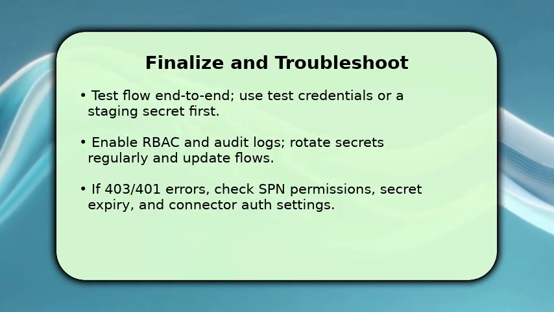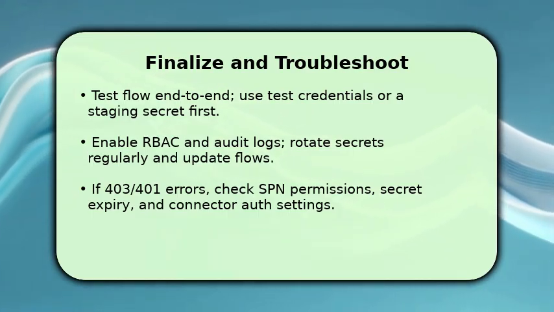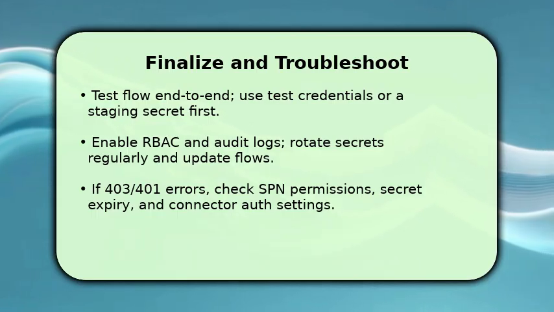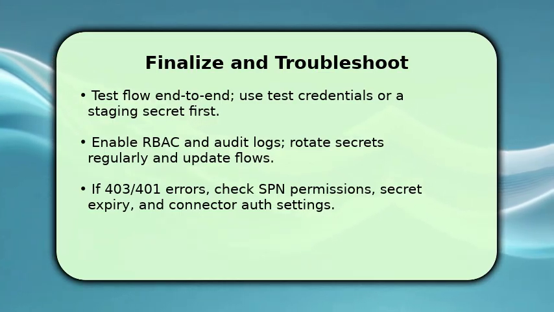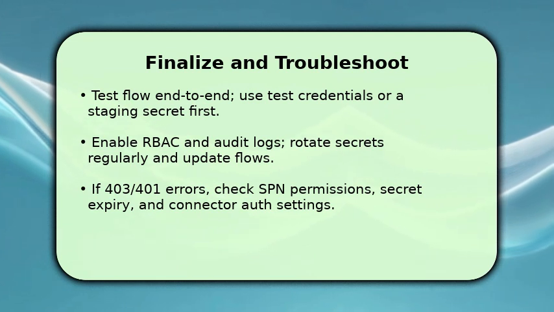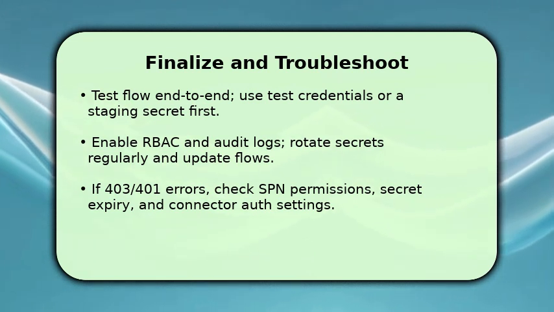If you encounter 401 or 403 errors, check the service principal permissions on the vault, confirm the client secret hasn't expired, and re-authenticate the connector. One quick troubleshooting tip: regrant get permission and run a manual flow test to capture fresh error details in the run history.